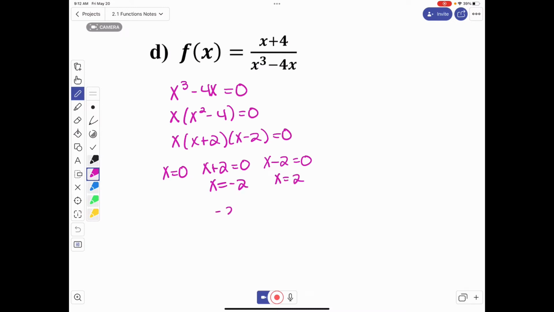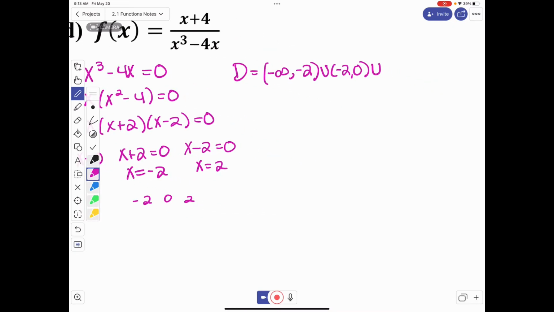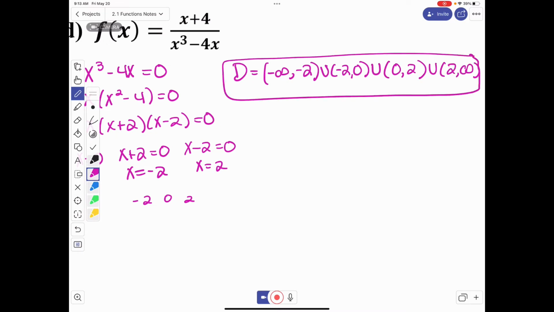So I may just make myself a little note here, negative 2, 0, 2, just put them in numerical order to help me when I write my domain. So I start with negative infinity to negative 2, negative 2 to 0, 0 to 2, and then 2 to infinity. And that is my domain. And notice I'm using parentheses.